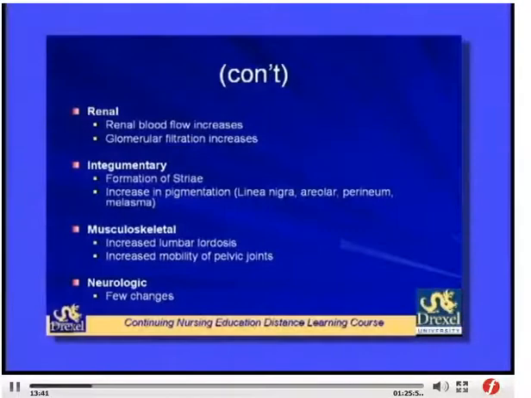The next system includes the renal system. The renal blood flow does increase, and the glomerular filtration rate increases. So as you can see, there's more of an ability of the woman to have to go to the bathroom more often. With regards to the integumentary system or skin, there is the formation of striae, which are stretch marks.